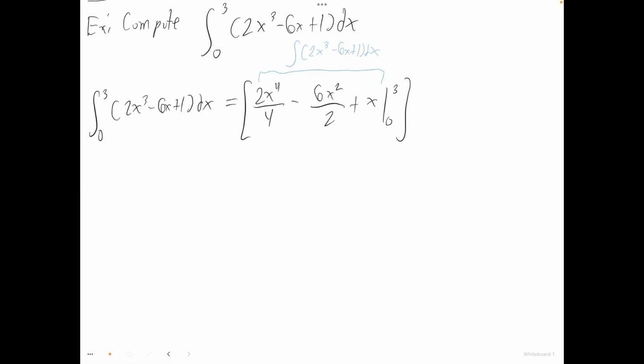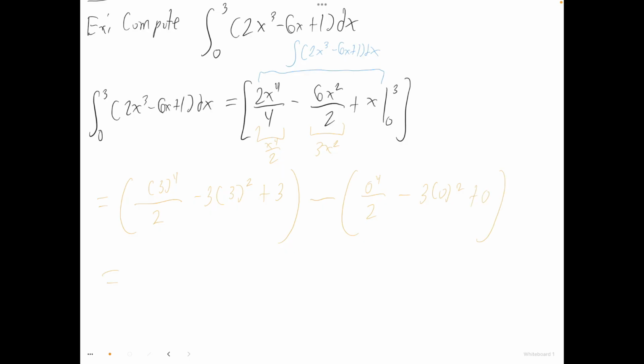And so now we need to plug in our bounds. And so plugging in our bounds, we have 2 times 3 to the fourth over 4 minus 3 times 3 squared, plus 3. I guess I can simplify that slightly. So this piece right here becomes just x to the fourth over 2, and this piece right here becomes 3x squared. And so that's what we're plugging into. And then minus, when we plug in 0, we're going to have 0 to the fourth over 2 minus 3 times 0 squared plus 0.